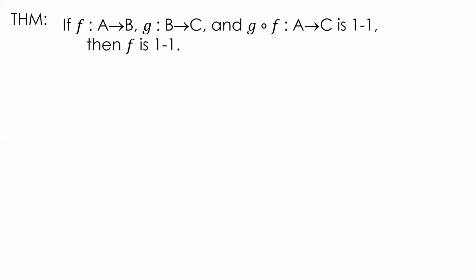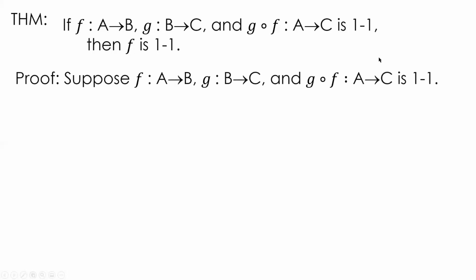If f and g are functions and their composition is one-to-one, the only way a composition can be one-to-one is if f is one-to-one. If f breaks at the beginning, then the whole thing can't happen. So let's prove this. We're assuming f and g are functions and the composition is one-to-one. To show that f is one-to-one, I start with f of x1 equals f of x2.